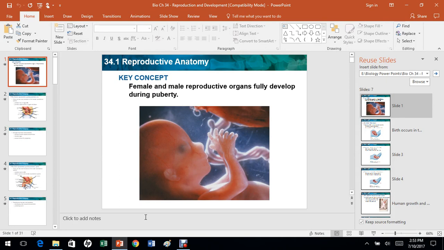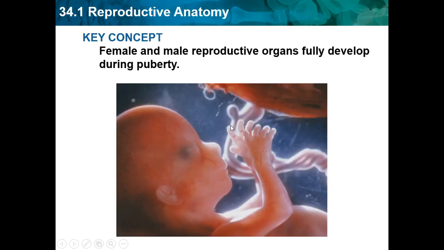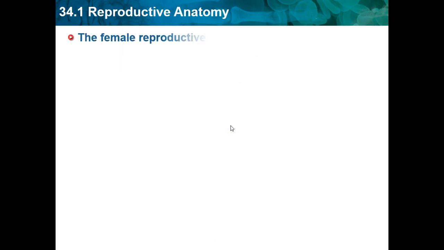Today we're going to be doing the last chapter in biology, depending on how your teacher wanted you to do the lessons, which is chapter 34, and we're going to learn about reproduction and development. So this is the last chapter. So 34.1 is reproductive anatomy. The key concept is that female and male reproductive organs fully develop during puberty.